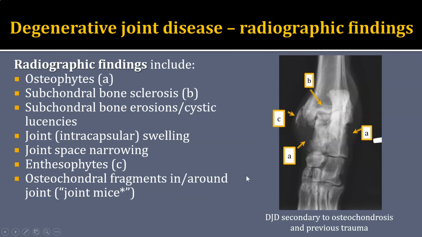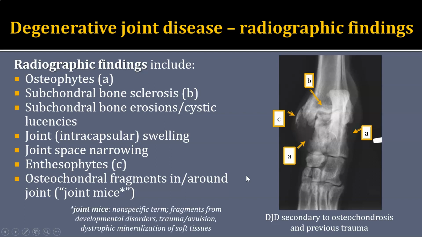And then we may be able to see what some people will refer to as joint mice. And joint mice, that's a nonspecific term. Those are osteochondral fragments that are in and around joints. They may be fragments from developmental disorders. We'll see in another couple presentations. They may be from trauma or little avulsions, so little pieces of bone that are broken off, or even our soft tissues.